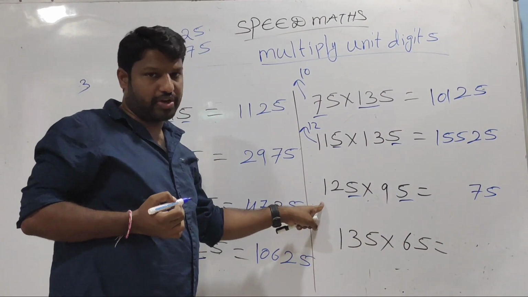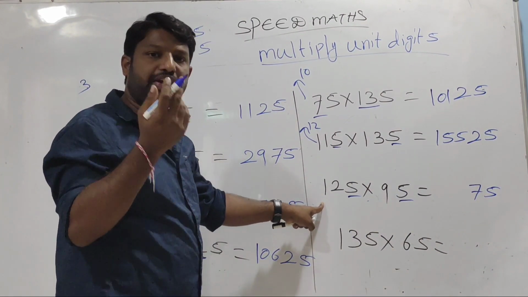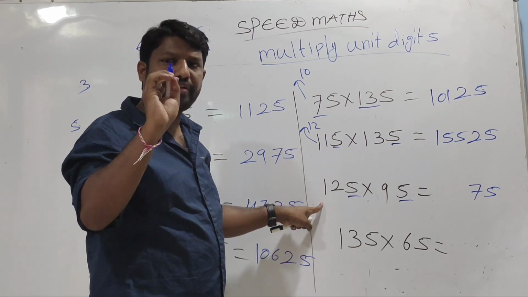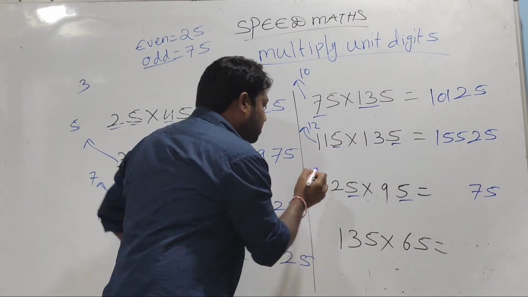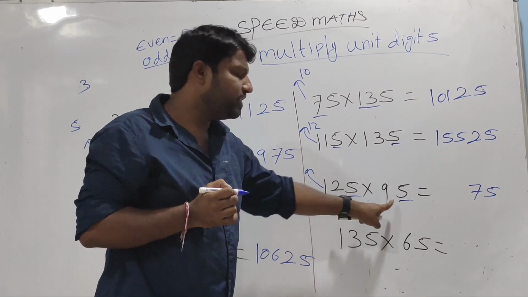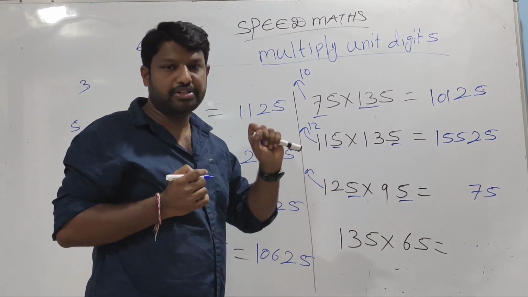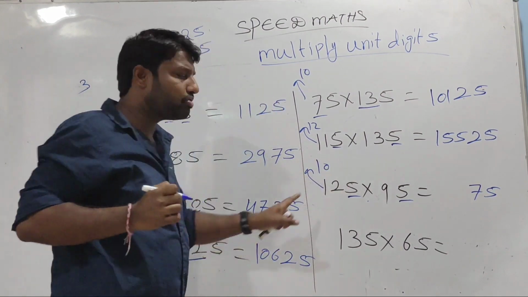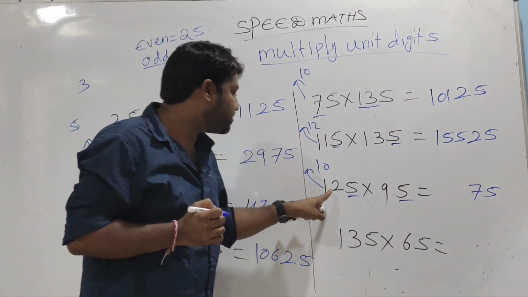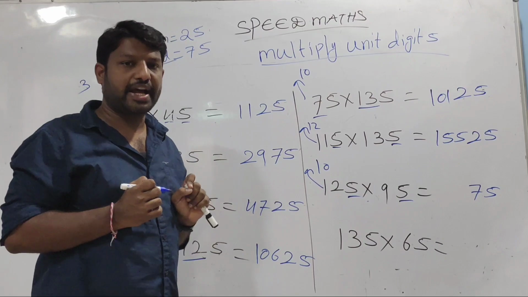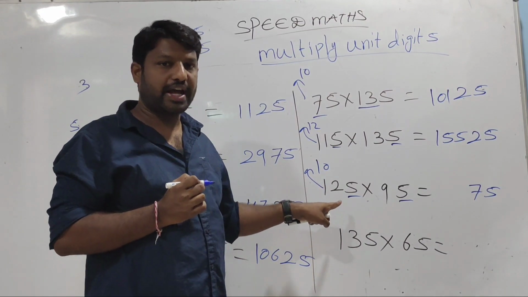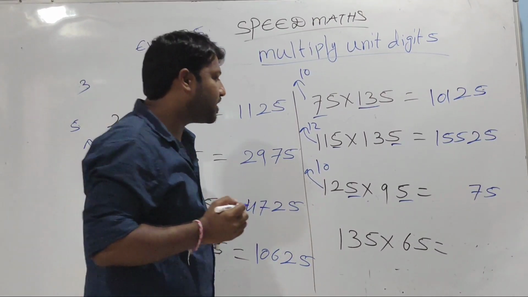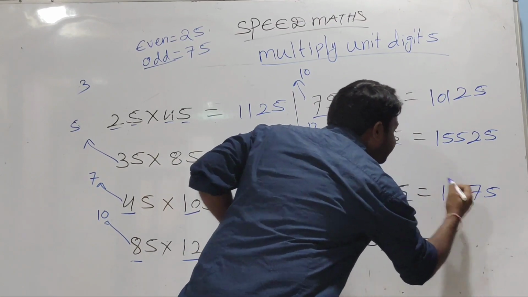Okay. 12 plus 9 is 21. Take half of that number. 21 half is nothing but 10.5. You have to take only the integer. You will take 10 here. You should not take 10.5. You should take only 10. Next one. 12 into 9. 12 times 9 is nothing but 108. 108 plus 10 is nothing but 118. Okay.